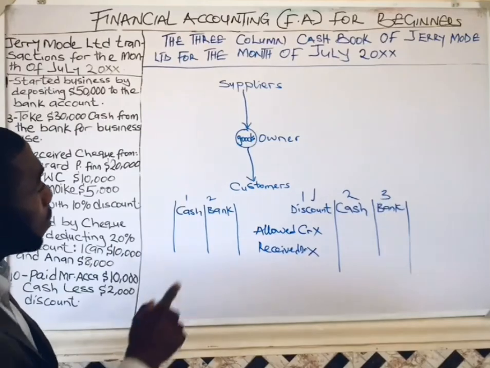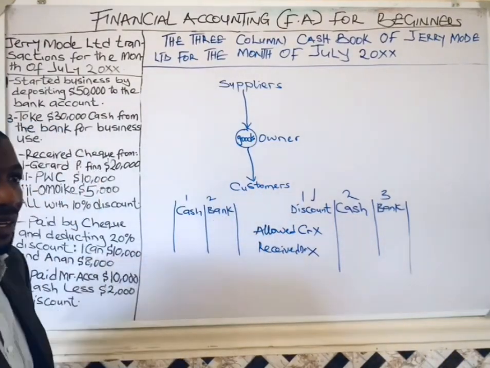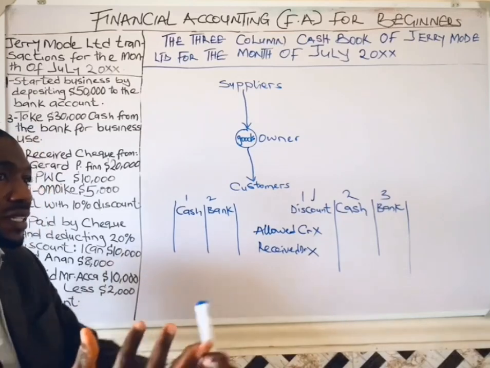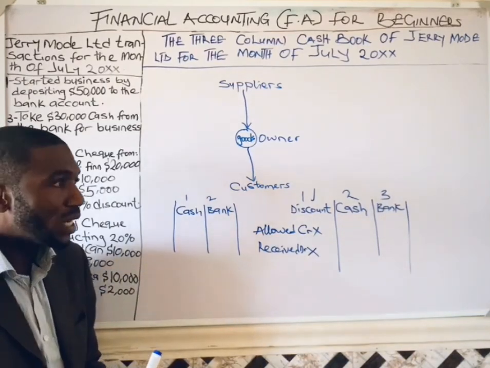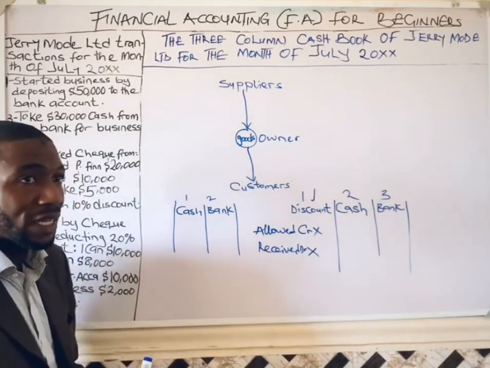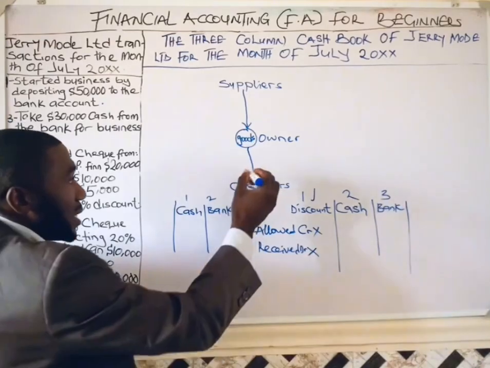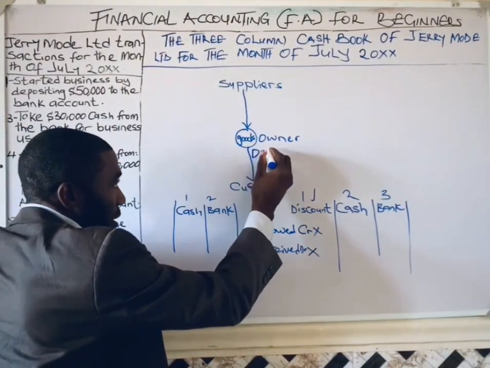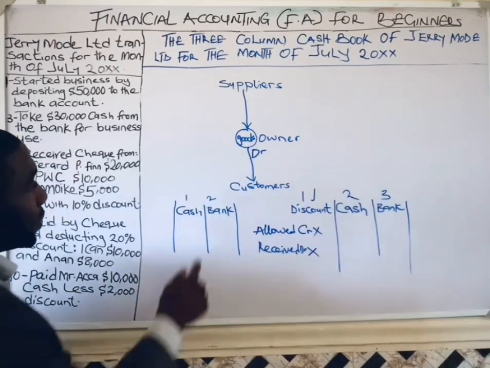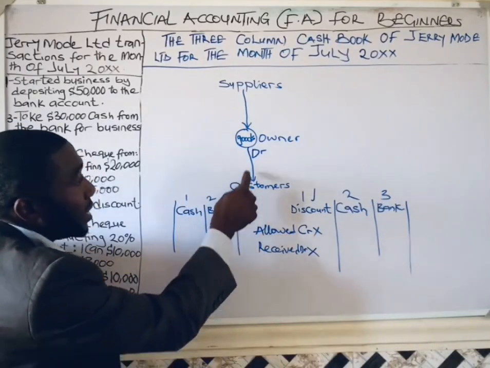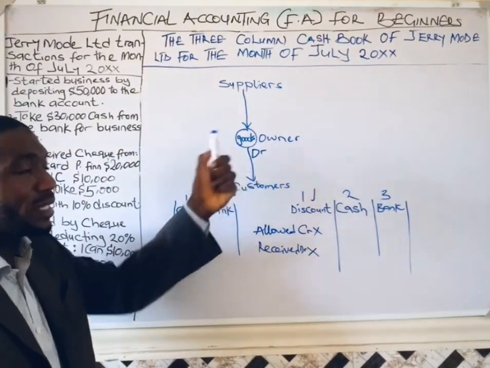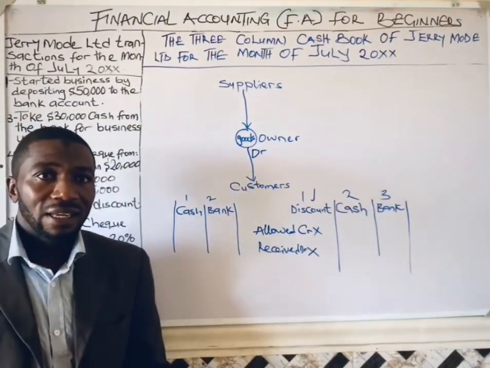Now, when we sell to our customers, we receive cash or cheque. Whenever we receive cash or cheque, we debit that cash or cheque. So automatically here is a debit transaction, a debit entry, since we sell to the customer and we receive cash or cheque.